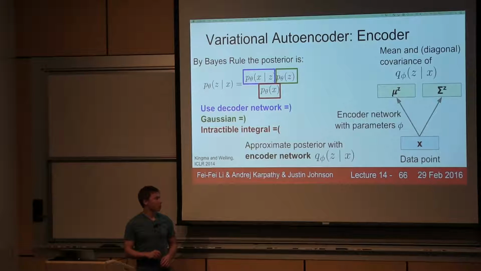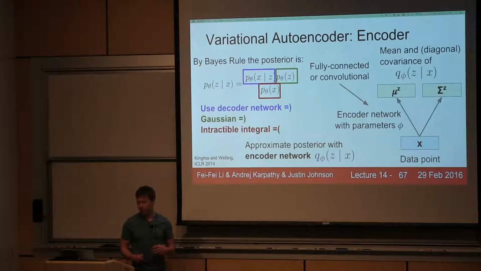The intuition is that this encoder network will be a separate, totally disjoint function, but we're going to train it in a way so that it approximates this posterior distribution that we don't actually have access to.